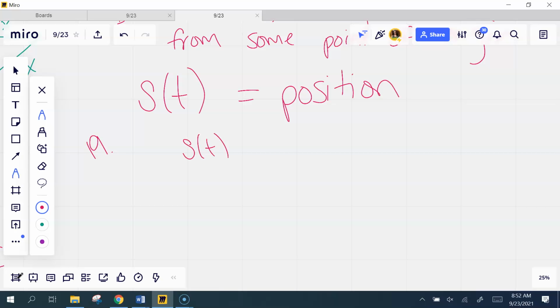Along a line is given by the function. So you know that its position, because it's S of t. What else?